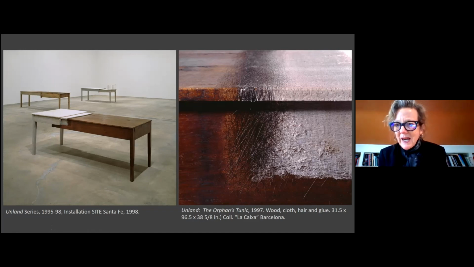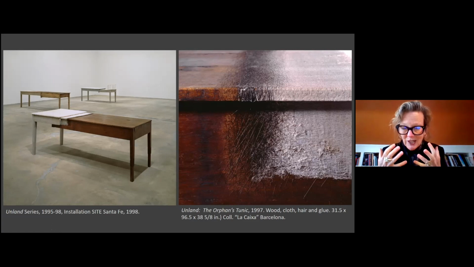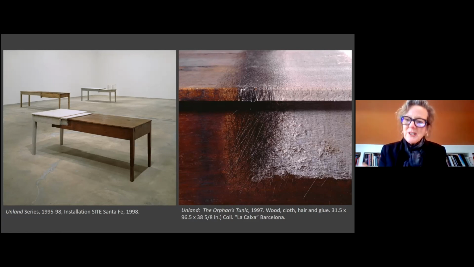Very much about what she does, which is the impossible. She fills wooden furniture with cement, something that could never really work and somehow does. And she makes this cloth and this hair literally sew into the wood. This is a very deliberate story. This piece is called The Orphan's Tunic. And as I said, she does all of her research on site before she creates a piece. She was in an area in which some horrific violence occurred in Colombia.